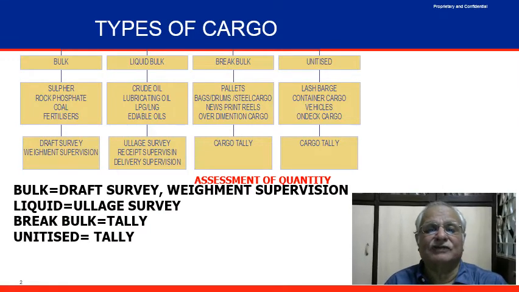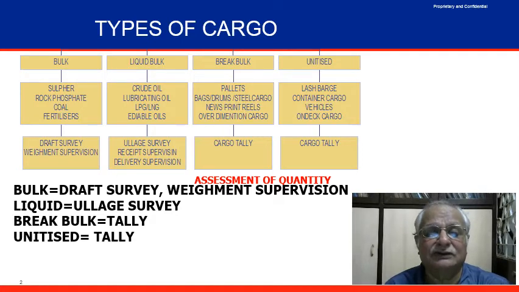Basically, when we look at the types of cargo, the first is dry bulk cargo. Now, why should we know different types of cargo? Because the losses are either in quantity or in quality. So you should know how the quantity of cargo loaded or unloaded from the vessel is worked out. There are different methods of measurement, and there are different types of cargo you should know.